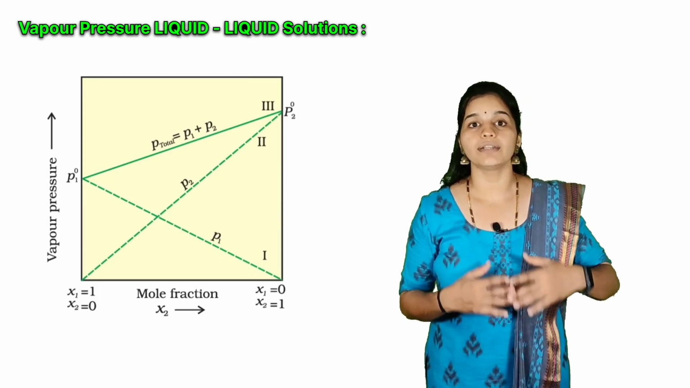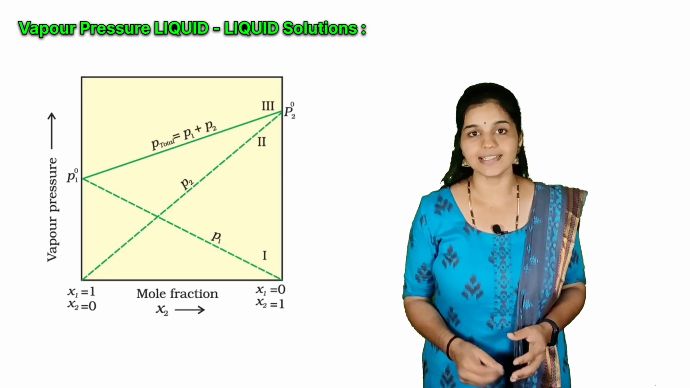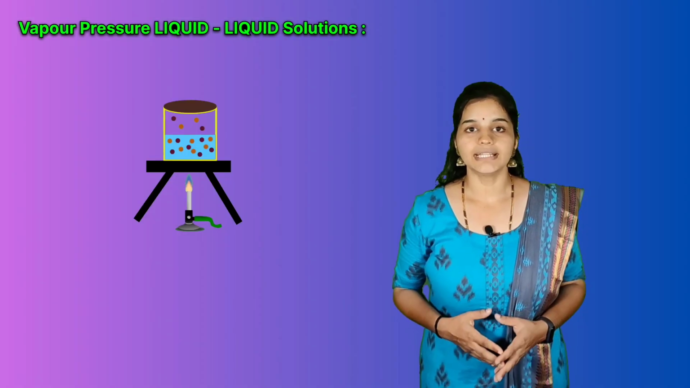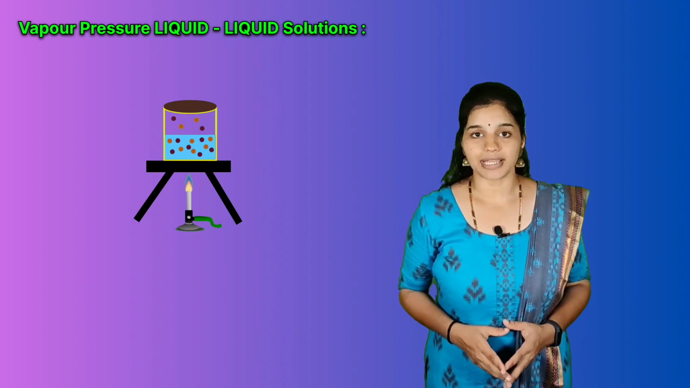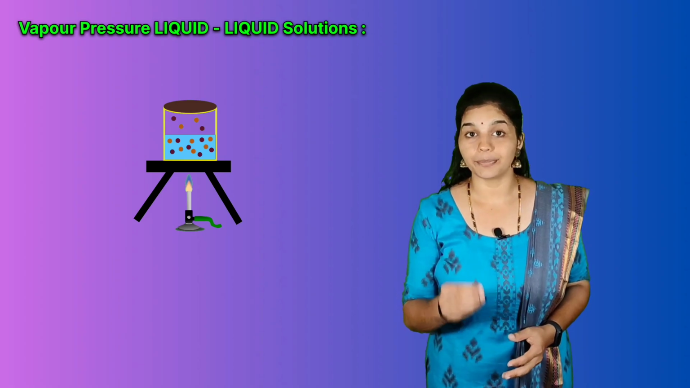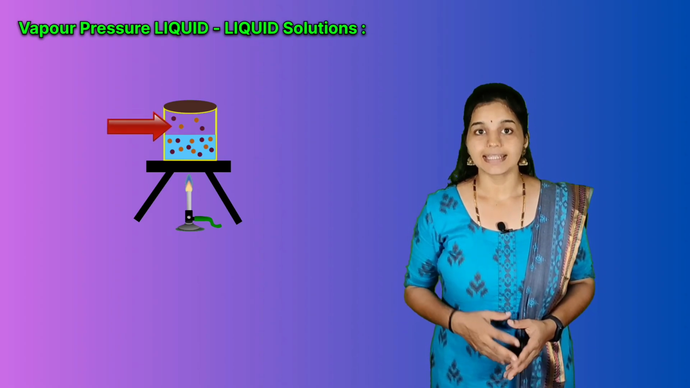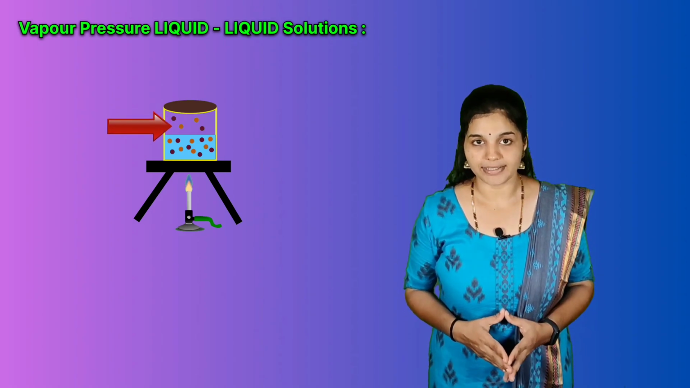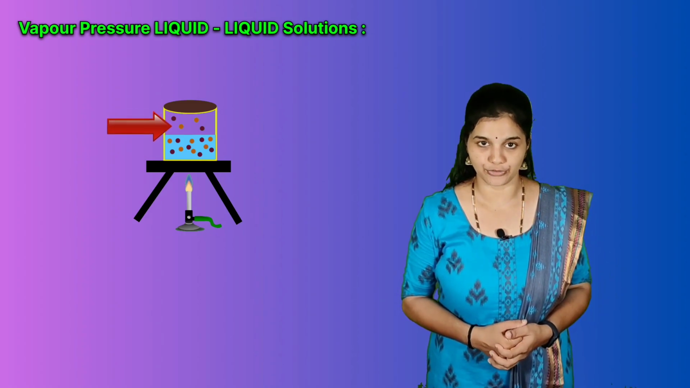Assuming that component 1 is less volatile than component 2, that is, P1 naught is less than P2 naught. Now, if we know the partial pressures of the components, we can determine the composition of the vapor phase in equilibrium with the solution. That is, if we want to know the mole fraction of the volatile components which has been converted to vapor phase above the solution.